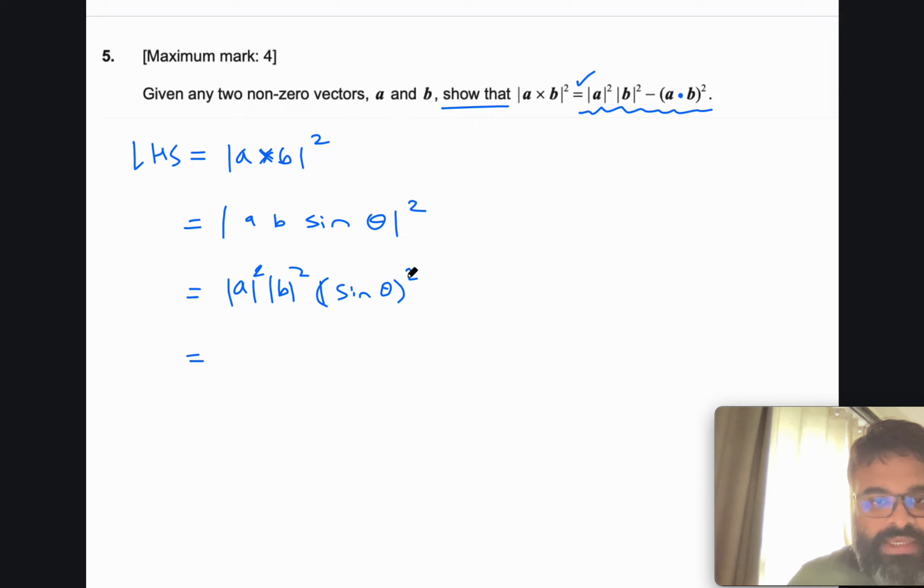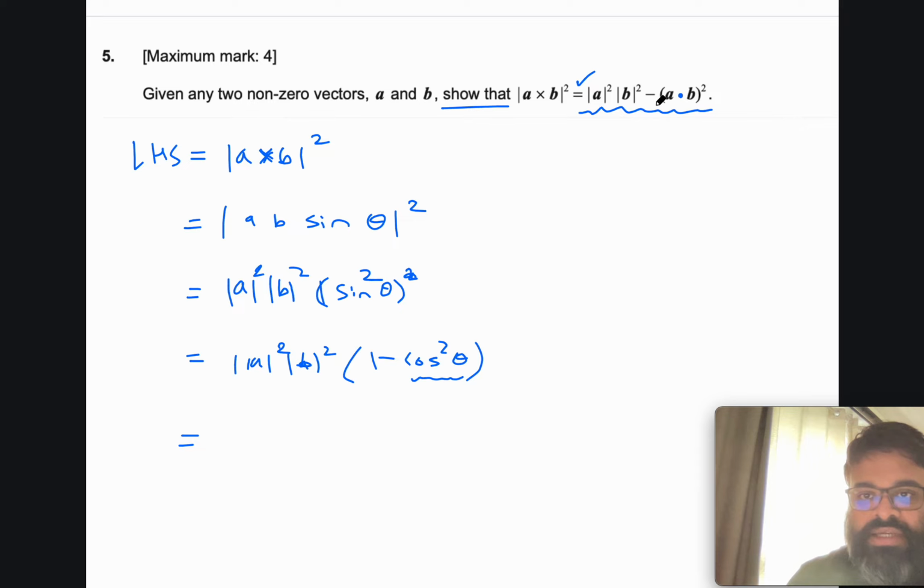So sine square theta is nothing but 1 minus cos square theta. So it is absolute value of a square, absolute value of b square, times 1 minus cos square theta. Sine square theta is written as 1 minus cos square theta because I'm trying to get the cos theta, since that way I'll probably end up with the dot product, because that's how the formula of the dot product is.